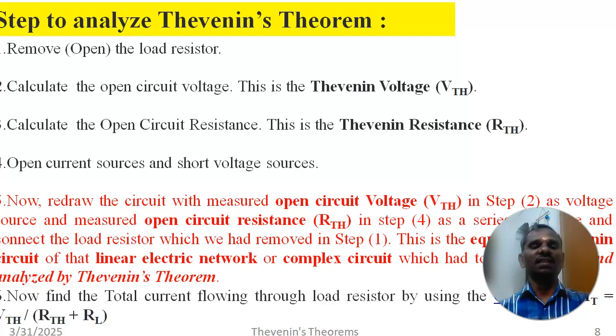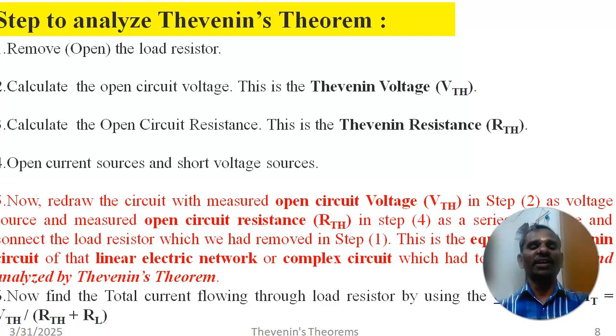Steps to analyze Thevenin's theorem. First step, remove the load resistance RL. Second, calculate the open circuit voltage. This open circuit voltage is called Thevenin's voltage or VTH. Step 3, calculate the open circuit resistance. This is called Thevenin's resistance RTH. Step 4, open circuit when you have current sources, short circuit when you have voltage sources.